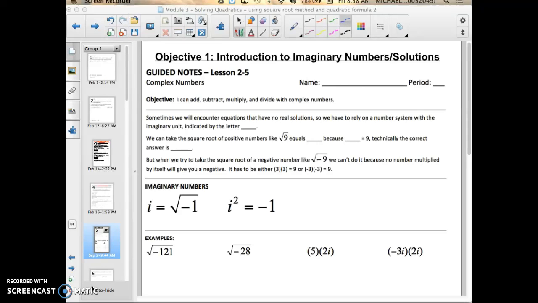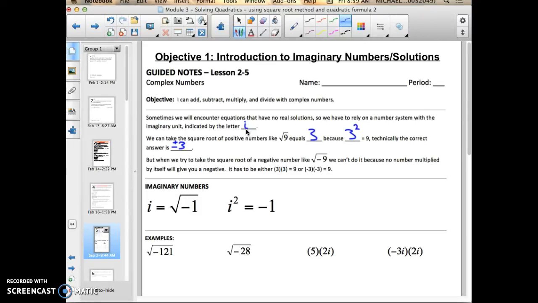So we have to rely on a number system with the imaginary unit indicated by the letter i. To discuss why this exists, let's first look at the positive version of a perfect square. So we can take the square root of positive numbers like the square root of 9, and that equals 3, because 3 squared goes back to 9. Technically, the correct answer is plus or minus 3.